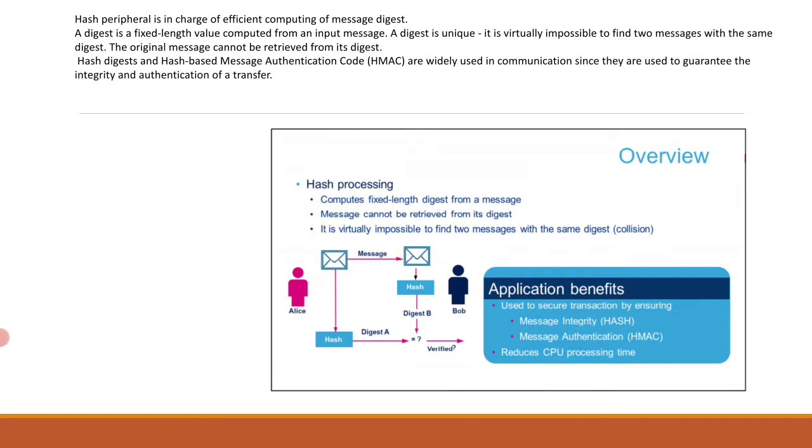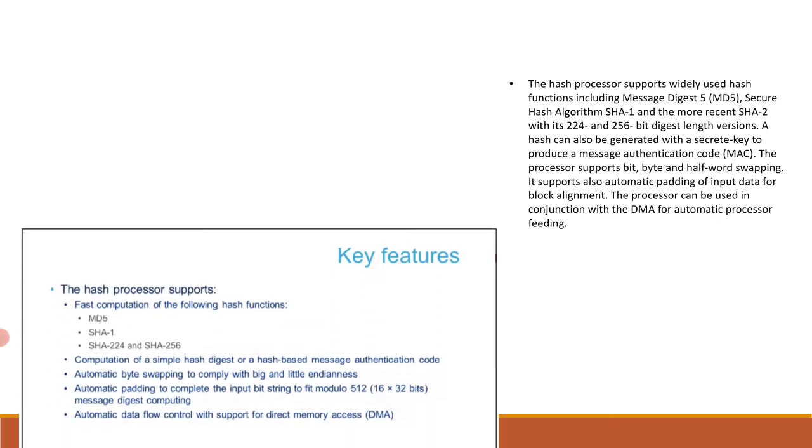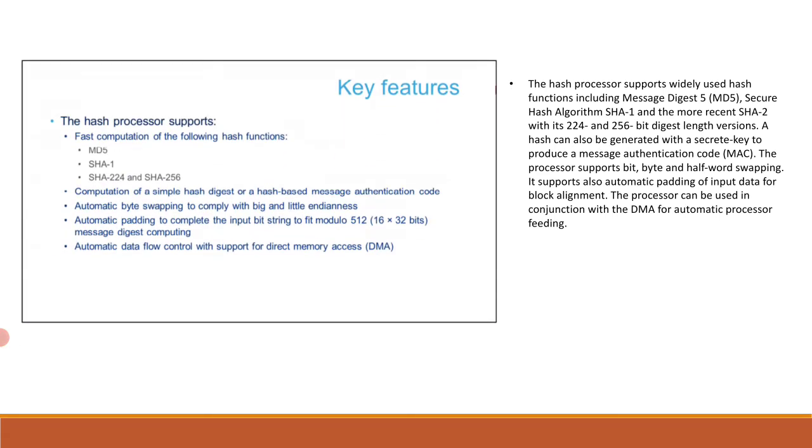A hash can be generated with a secure key to produce a message authentication code, MAC. The processor supports bit, byte and half word swapping. It also supports automatic padding of input data for block alignment. The processor can be used in conjunction with the DMA for automatic processor feeding. DMA means direct memory accessing. All supported hash functions work on 512-bit blocks.